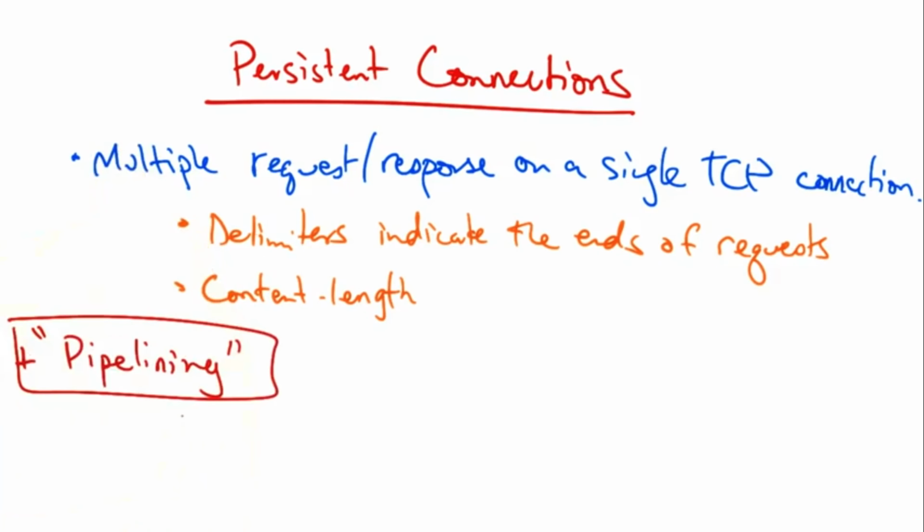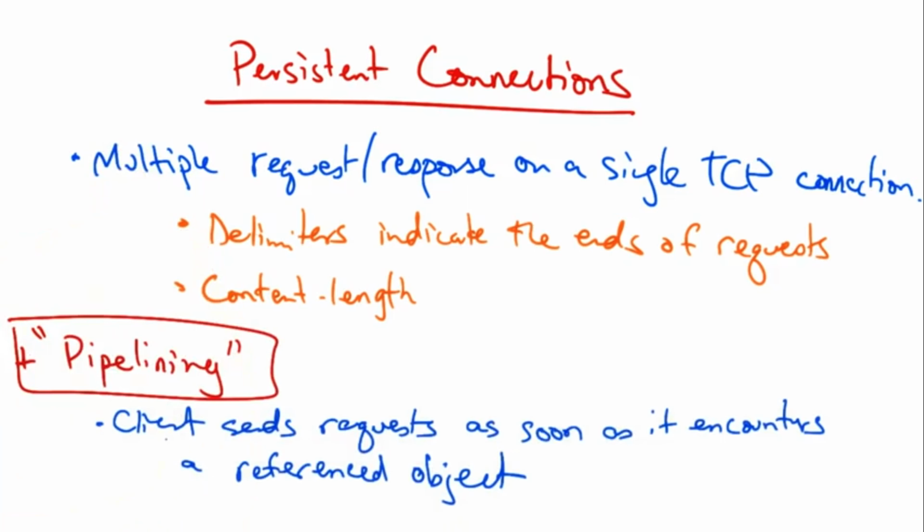Persistent connections can also be combined with something called pipelining. In pipelining, a client sends the next request as soon as it encounters a referenced object. So there's as little as one round-trip time for all referenced objects before they begin to be fetched. Persistent connections with pipelining is the default behavior in HTTP 1.1.